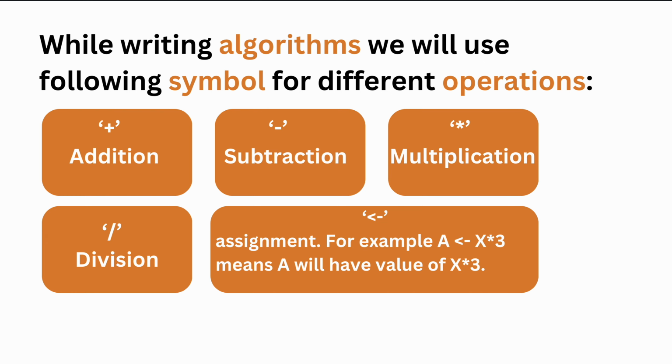So these are the 3 things, and let us see how we can use some operators while writing algorithms. While writing algorithms, we will use the following symbols for different operations: addition, plus sign; subtraction, minus sign; multiplication, star; division, slash; assignment. How will assignment be done? For example, here I have written A assignment x to the power 3, meaning A will have the value of x to the power 3. So we'll use these operations while writing algorithms.